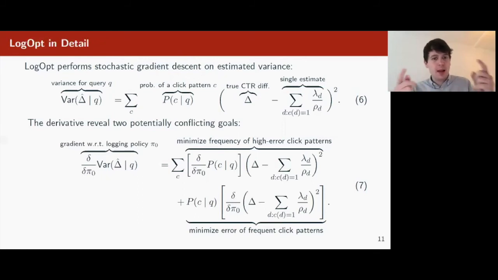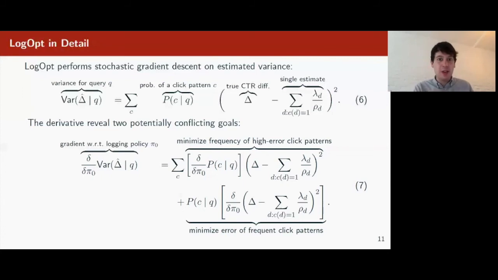However, the second part of the derivative is somewhat conflicting. It tells us to minimize the error of frequent click patterns. So it tells us to change the logging policy so that the propensity score is changed so that the error is reduced. So that means that if we're pushing away a document, making it less likely to be examined, propensity goes down, so the inverse propensity goes up, which could lead to a really high error.